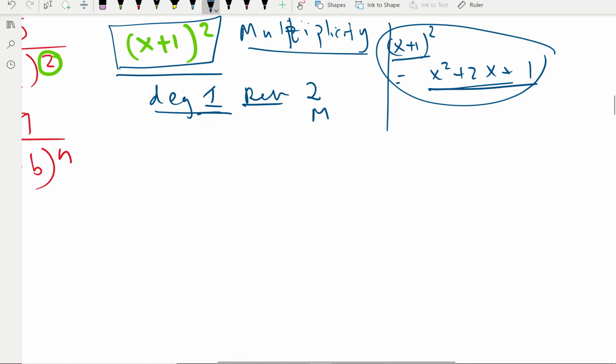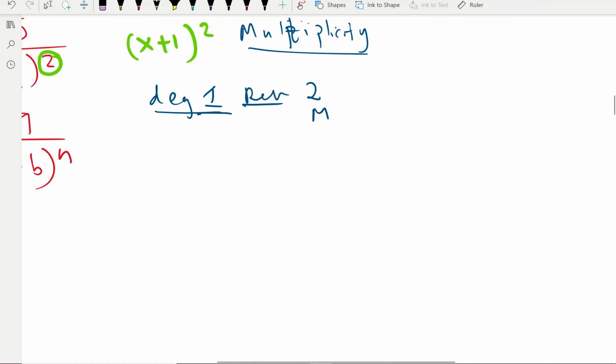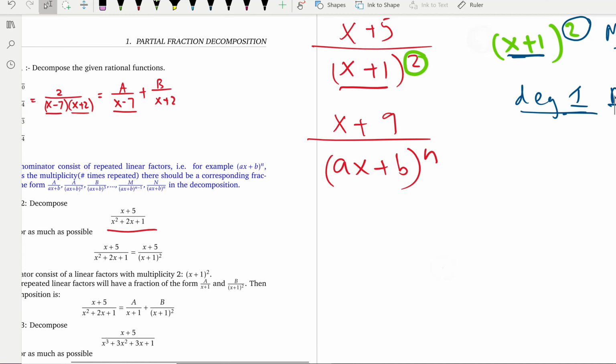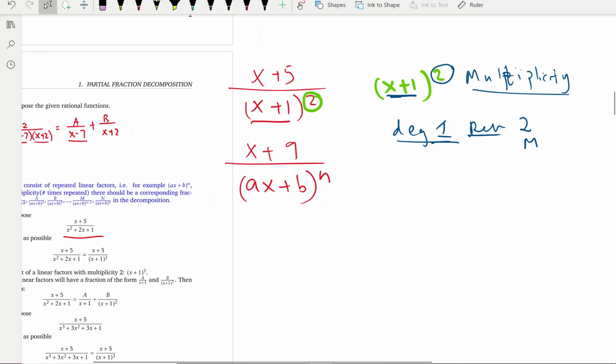So my point is, in your mind, don't think of these repeated factors as expansions. Don't expand x plus 1 square and think of it as x square plus 2x plus 1. No, the way you should think about a repeated factor is that I have a degree 1 factor inside the parentheses, x plus 1, x to the power 1. It is repeated twice. This is multiplicity. So that is how you should read it. Hopefully that's clear. We'll see examples, so it's going to come up later. It's super important, the difference.